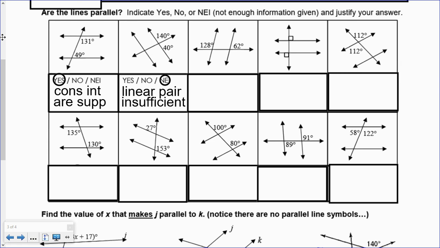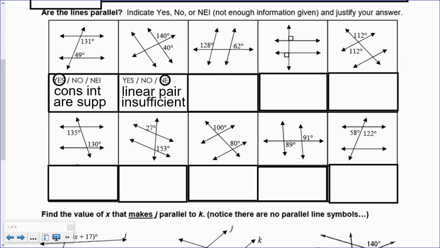All right, what's the angle relationship between this 128 and that 62? What types of angles are they? Consecutive exterior. They're on the same side of the transversal, but they're outside of the two lines. What should be true about their measures? Check real quick. Are those supplementary? Do they add to 180? What do they add to? 190. Is that supplementary?